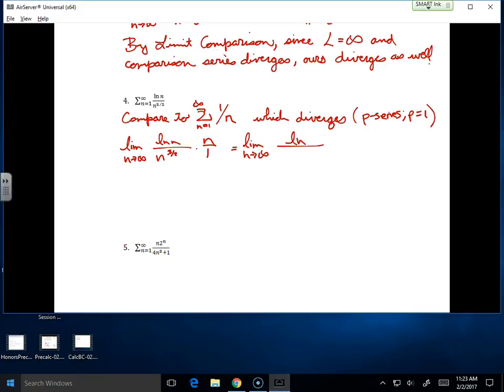We get ln of n over root n. And then who wins? Bottom, right? And then we can take L'Hopital's, right? So you get 1 over n all over 1 over 2 root n. You're gonna flip it, and that's going to be 0. Yeah. Bottom wins.